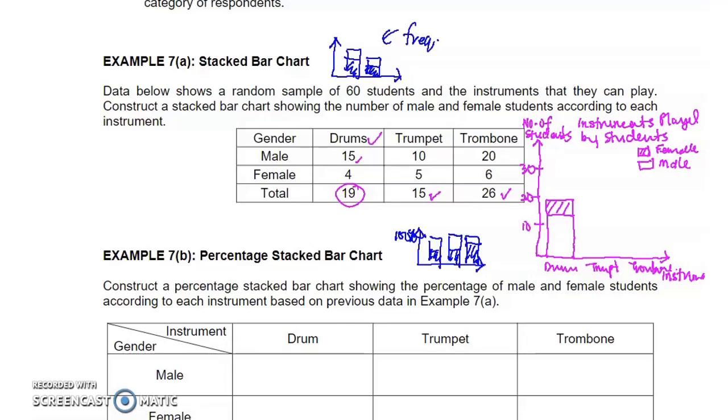Okay. Trumpet total 15. So let's say 15 here. Trumpet. So you draw a line for total first. And then male is 10. 10 is here. So balance will be for female. So female is another 5. So balance here will be 5. And then last one for trombone, total 26. Let's say 26 somewhere around here.